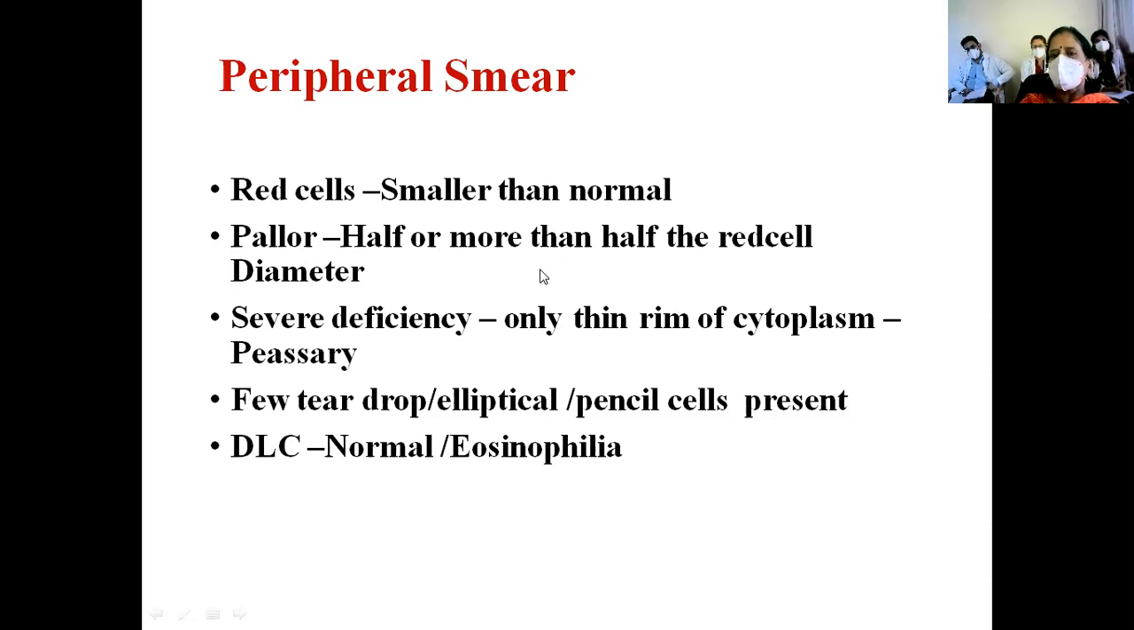Okay, hypochromia is more. That means the clear area in the RBC is half or more than half of the red cell diameter. Then in severe deficiency, again we are repeating, there are only pessary cells. Sorry for the mistake here. It's not pessary. Then a few teardrop cells, erythrocytes, and pencil-shaped cells could be seen.